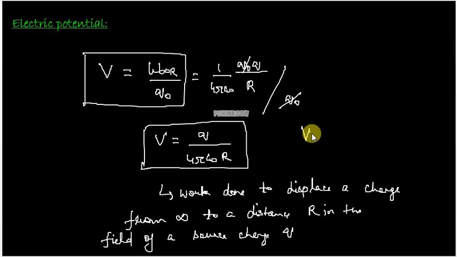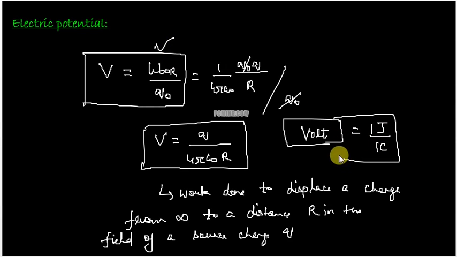And the unit would be volt, which would be equal to 1 joule per 1 coulomb from this expression. So 1 volt is the electric potential at a point if 1 joule of work is done to move a charge of 1 coulomb from infinity to a point. I repeat, if work done is 1 joule for 1 coulomb of charge to displace it from infinity to a point R in the field of a source charge, the electric potential is 1 volt.